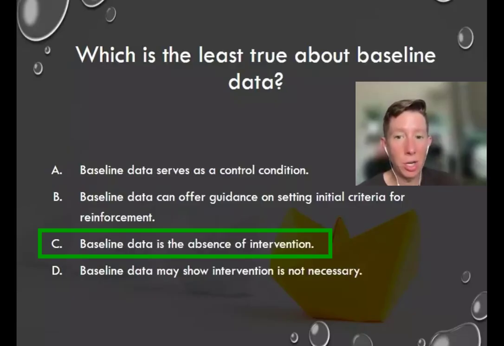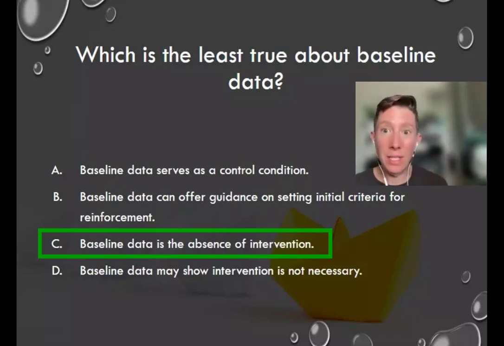C is the correct answer. So baseline data is the absence of intervention is the least true about baseline data of these four options. So this is one of those tricky questions where we have to be like, what are they asking me? And in this case, they're saying, what is the least true? So we want what is the thing that is true the least amount of times, which is the least accurate, which is the worst answer about baseline data.